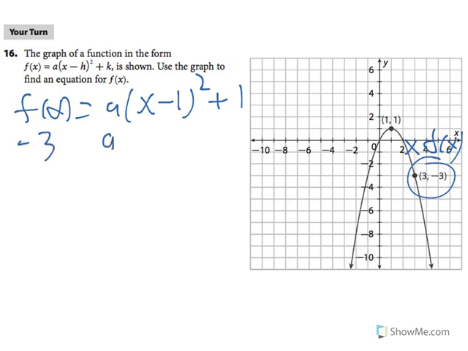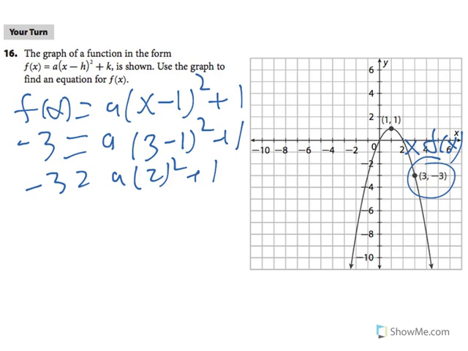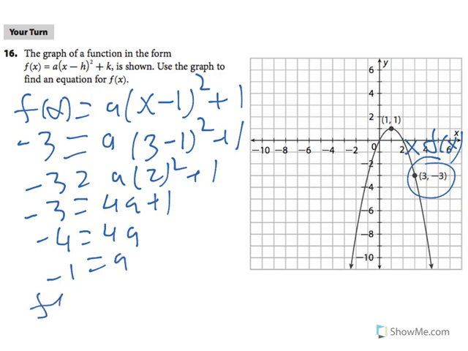So we write negative 3 equal to a times 3 minus 1 squared plus 1. So negative 3 equal to a times 2 squared plus 1. Okay, so negative 3 equal to 4a plus 1. So minus 1 over, so negative 4 equal to 4a. So negative 1 equal to a. So then the function f of x equal to negative 1 times x minus 1 squared plus 1.